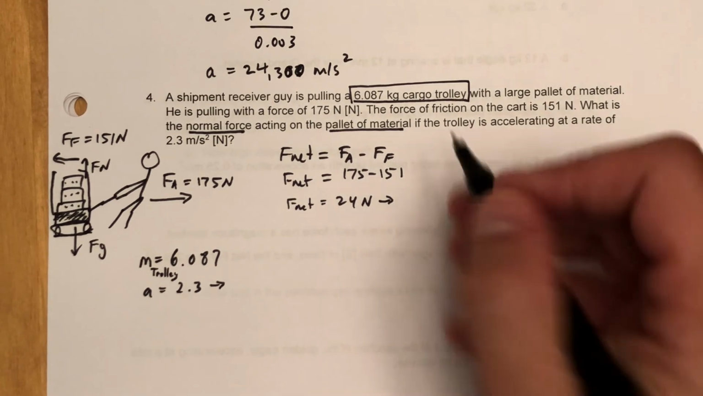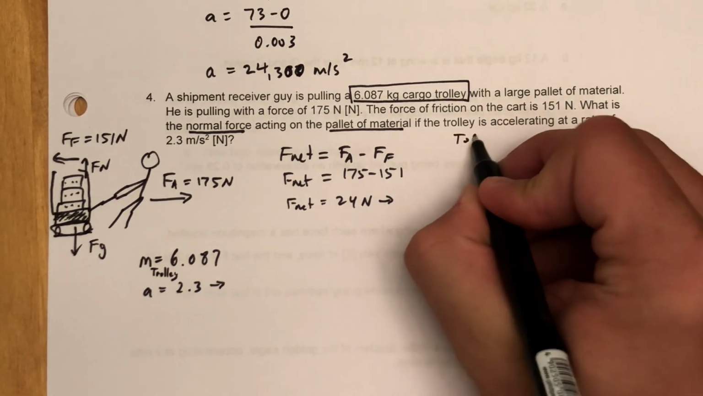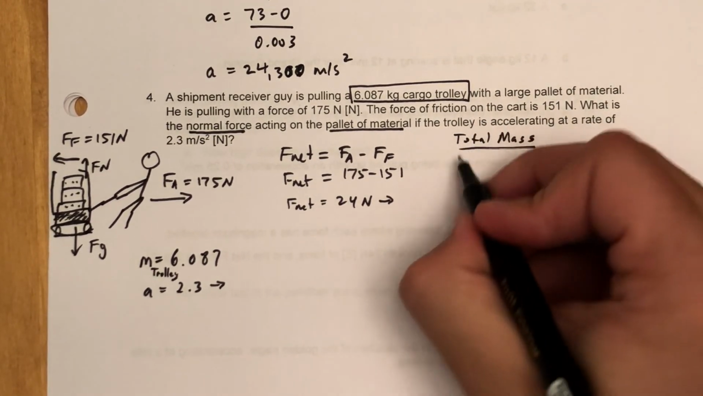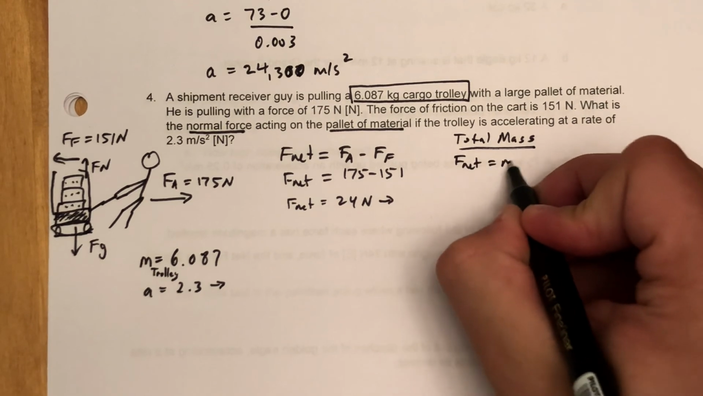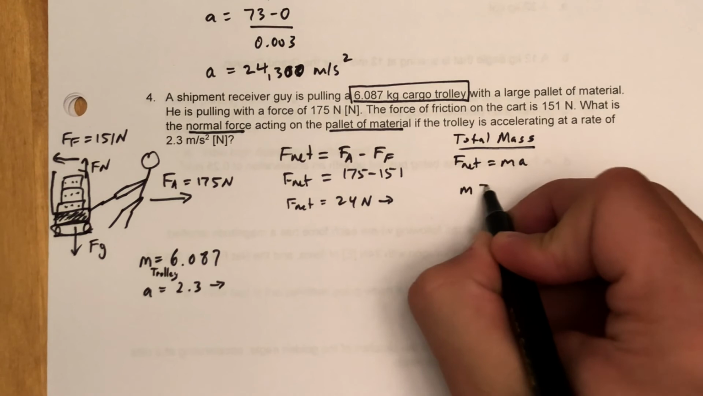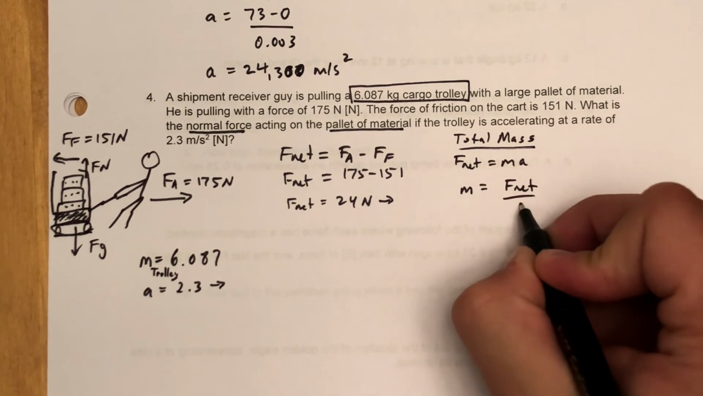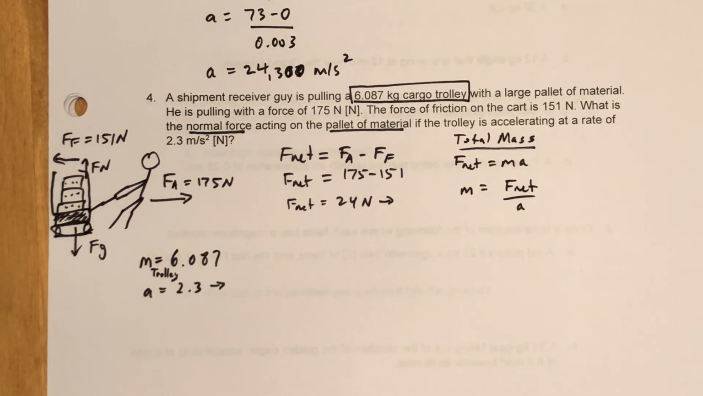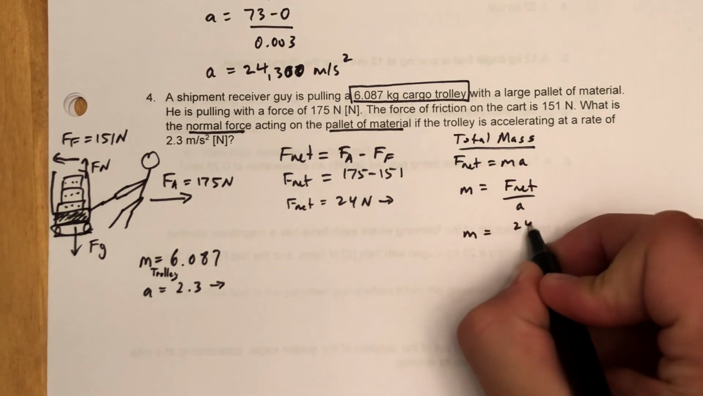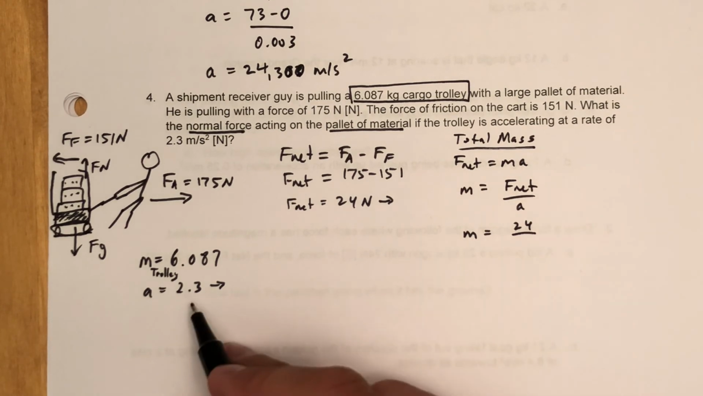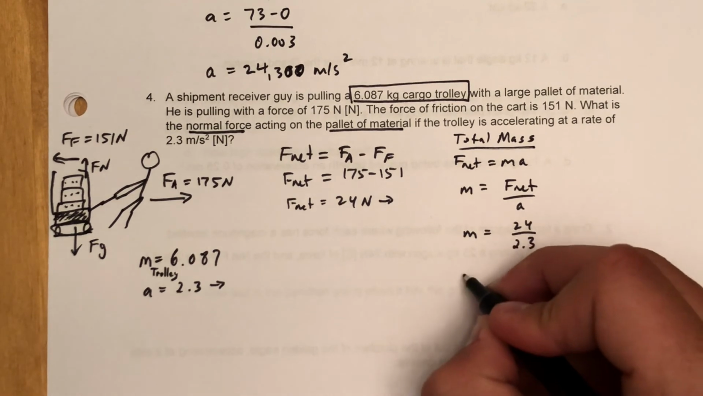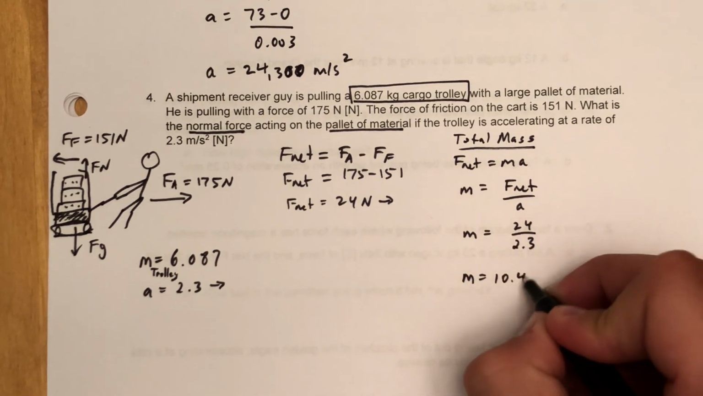So to find the total mass, we will now use the F net equals mass times acceleration and rearrange this by dividing both sides by acceleration. And we get mass is F net over A. Our F net was 24. Our acceleration is 2.3, so we're going to get a value of just more than 10. 10.435.